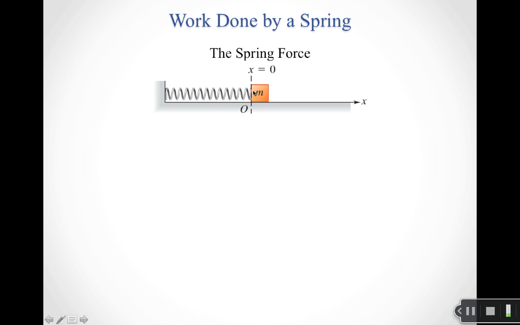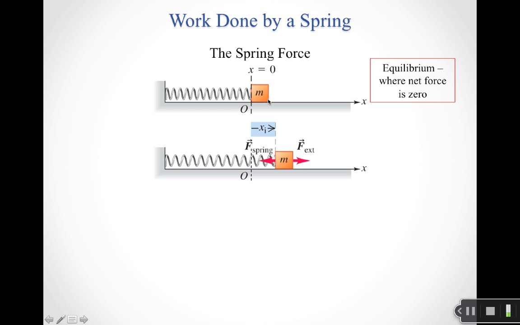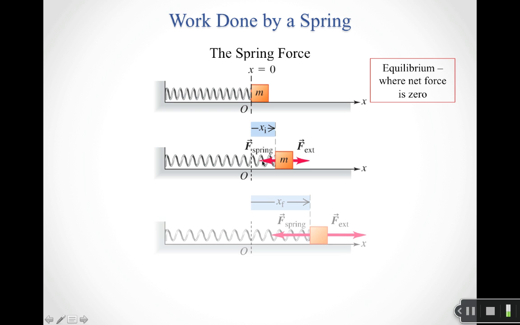Where the mass sits, the place that it just sits and that's where it'll stay, is known as the equilibrium position. The mass will sit there because equilibrium happens to be the position where the net force is zero. Now if I start moving the mass away from equilibrium, so notice here's a situation where I'm exerting an external force pulling this mass to the right, there's a spring force that's pulling it back to the left.